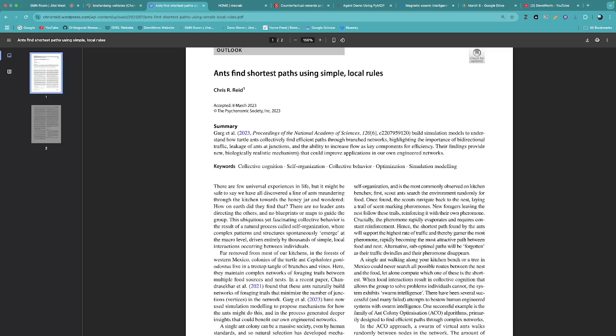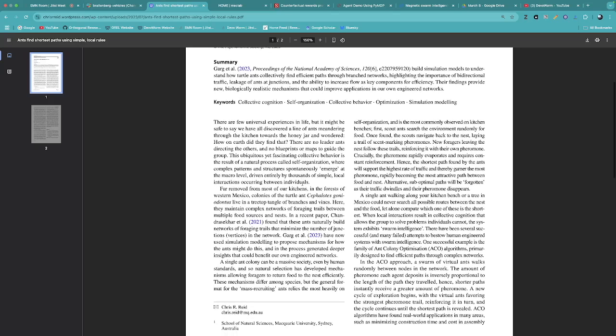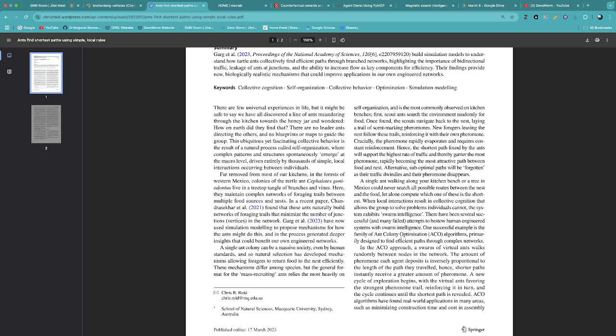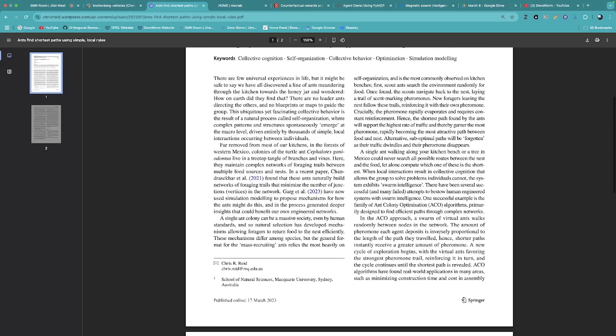It's not just about finding the shortest path. So it's interesting. And then going into specific examples from the turtle ant and talking about that. And then he talks about ant colony optimization algorithms, which are primarily designed to find efficient paths through complex networks.